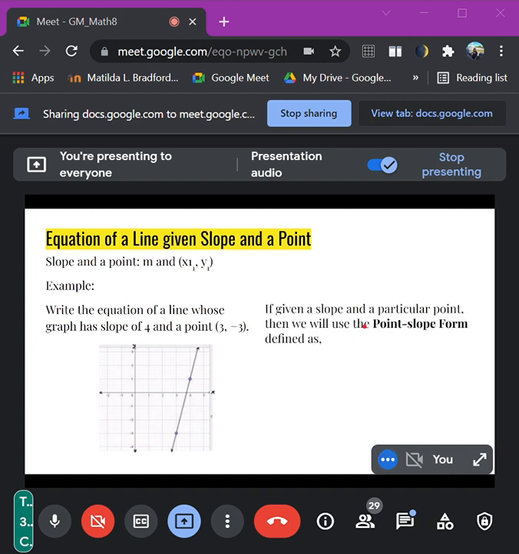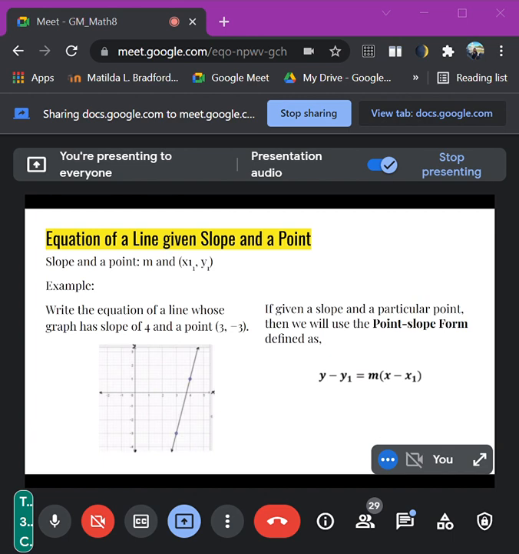So, if given a slope and a particular point, then we are going to use our point slope form. And it is defined as y minus y sub 1 is equal to m quantity x minus x sub 1. So, this is what we are going to use. This is different from earlier, when 2 points were given, which used a different formula. Now that a slope and a point are given, we will use the point slope form.